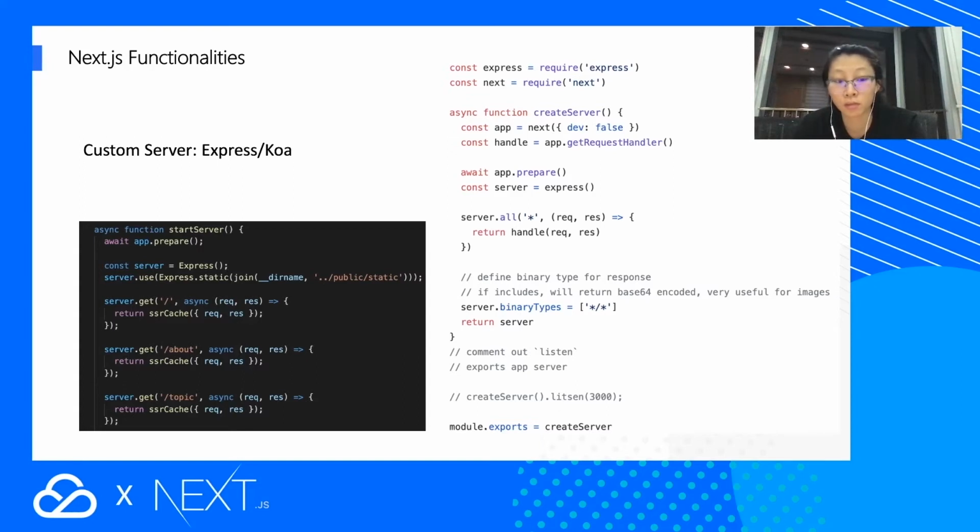Here is a demo for the custom API routes we used in the project. We are using Express.js and Koa to make the get and the about and topic APIs.